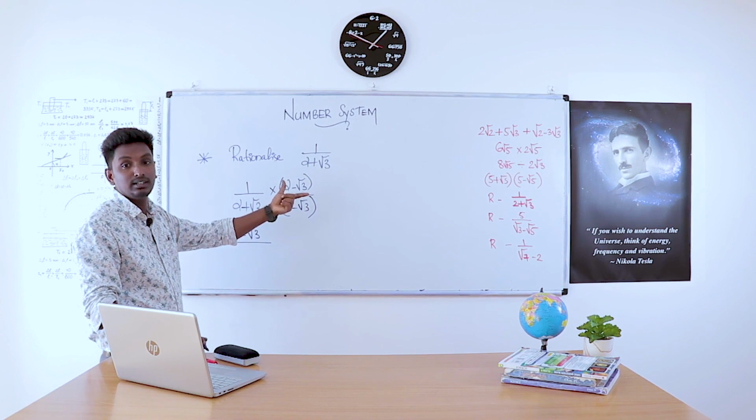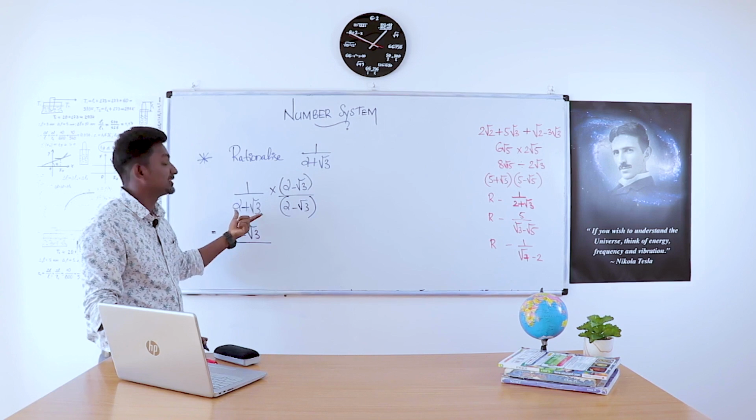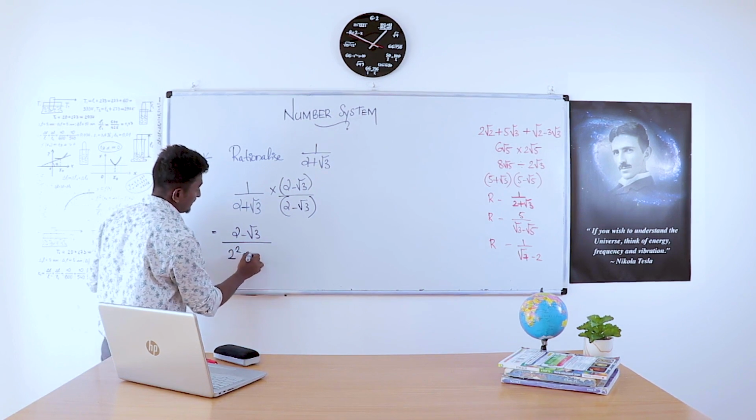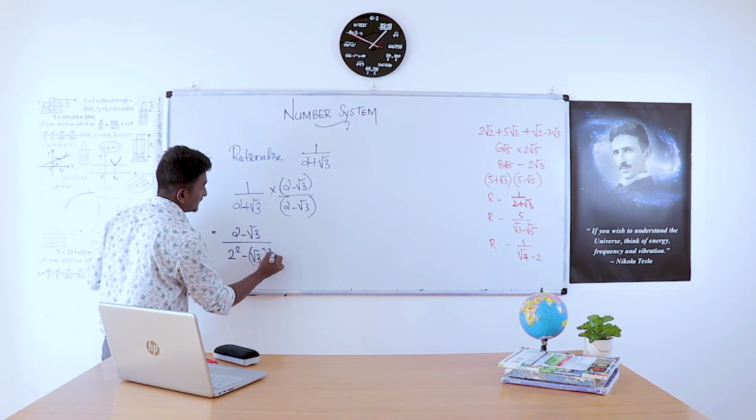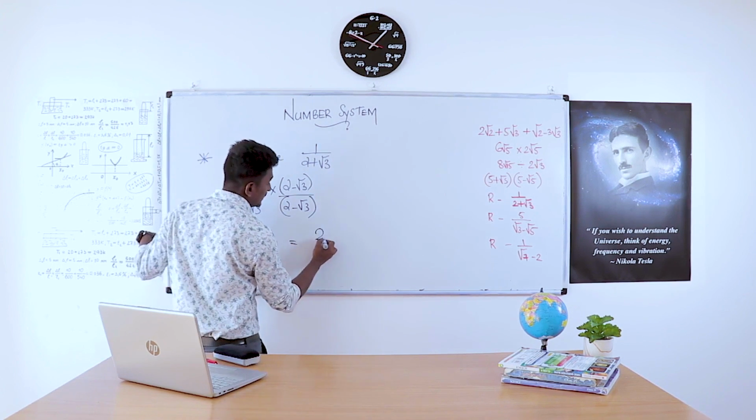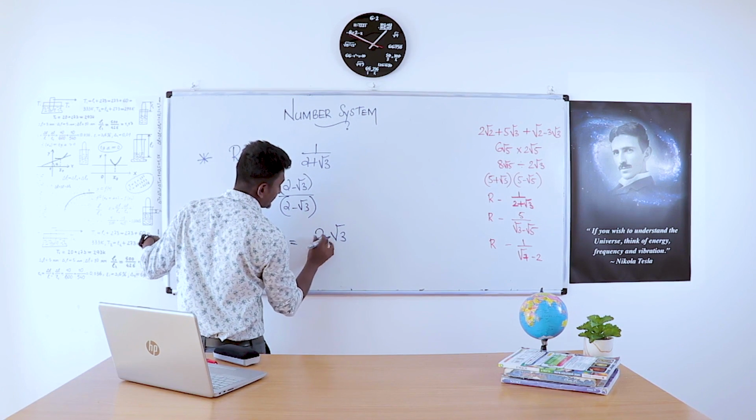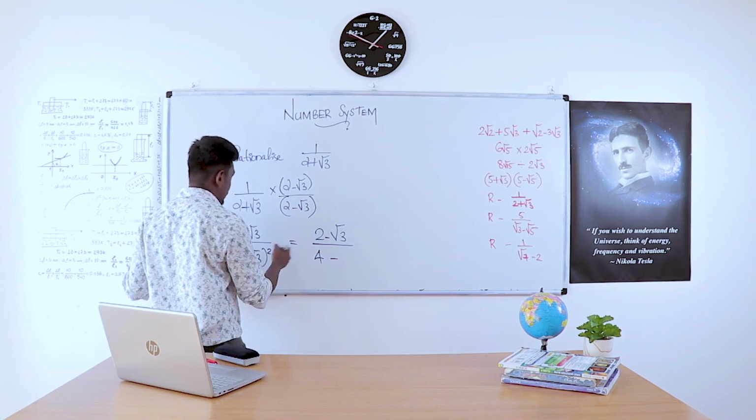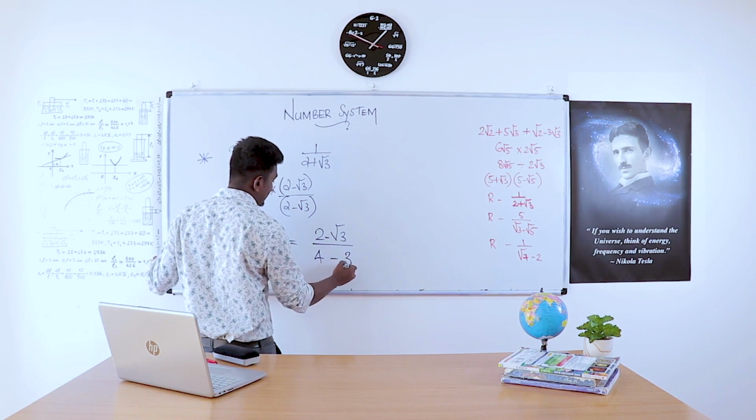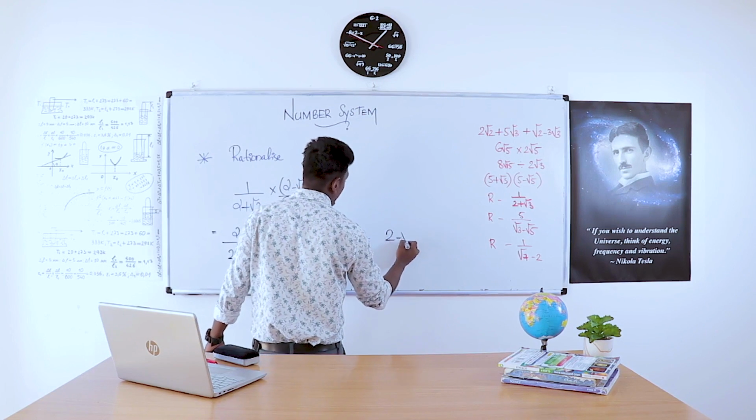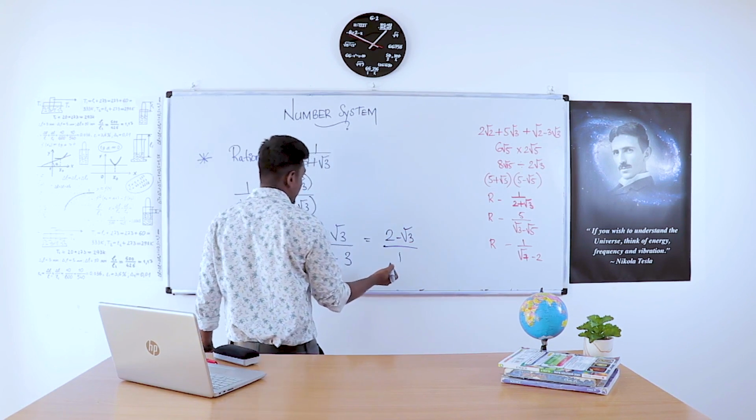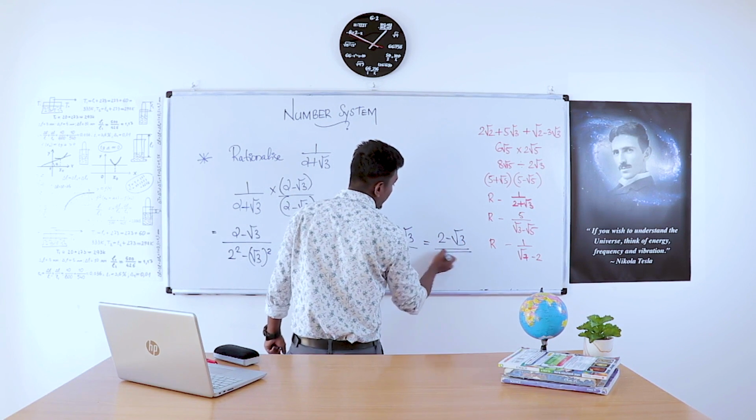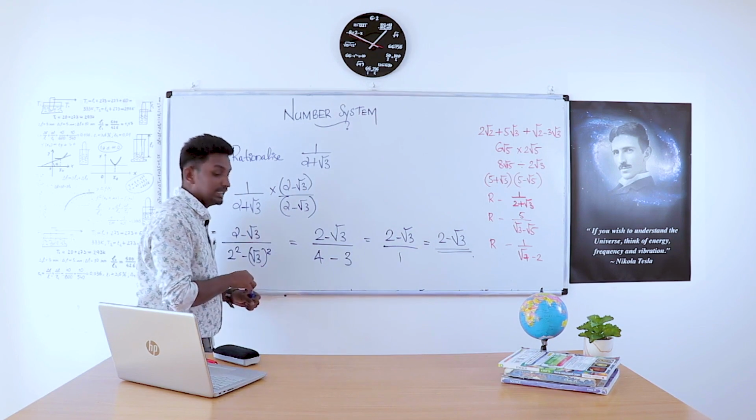Now, a plus b into a minus b is a square minus b square. That is 2 square minus root 3 the whole square. That is equal to 2 minus root 3 divided by 2 square, which is 4, minus root 3 the whole square. Root 3 the whole square is 3. That is equal to 2 minus root 3 divided by 4 minus 3, which is 1. Since the denominator is 1, we can write the final answer as 2 minus root 3.